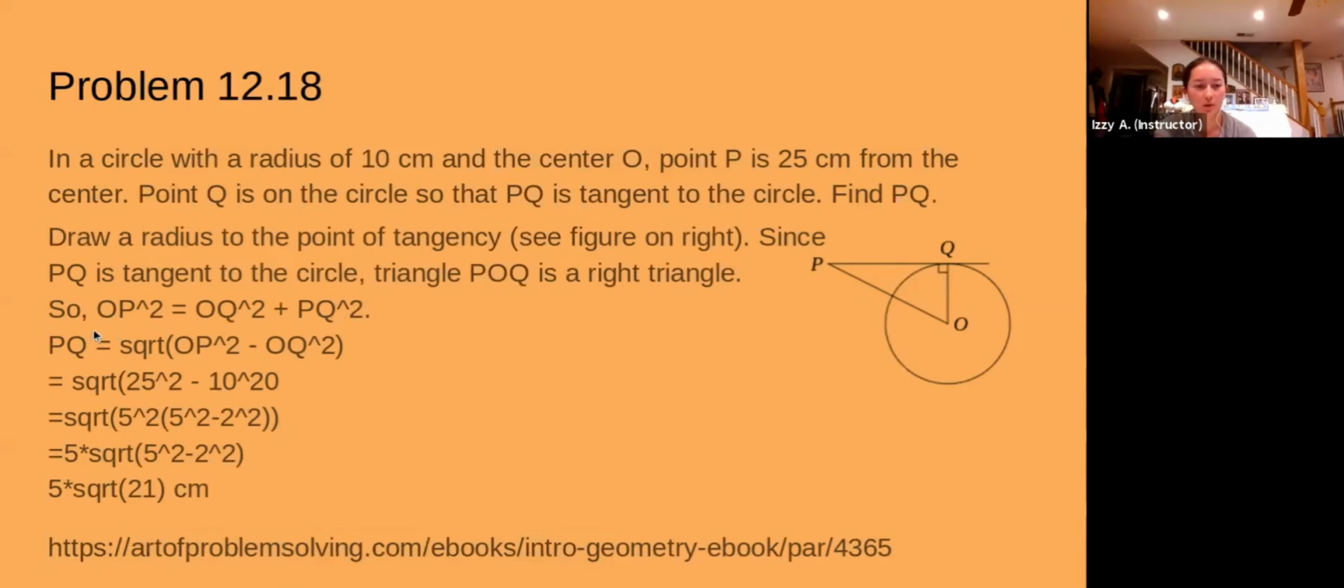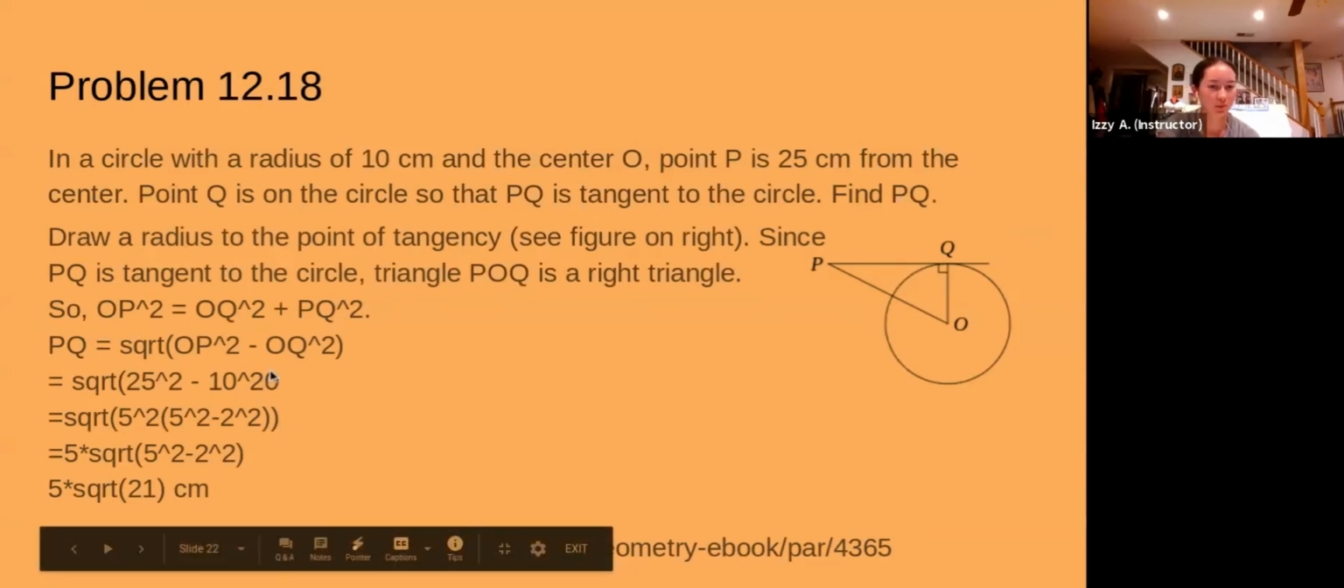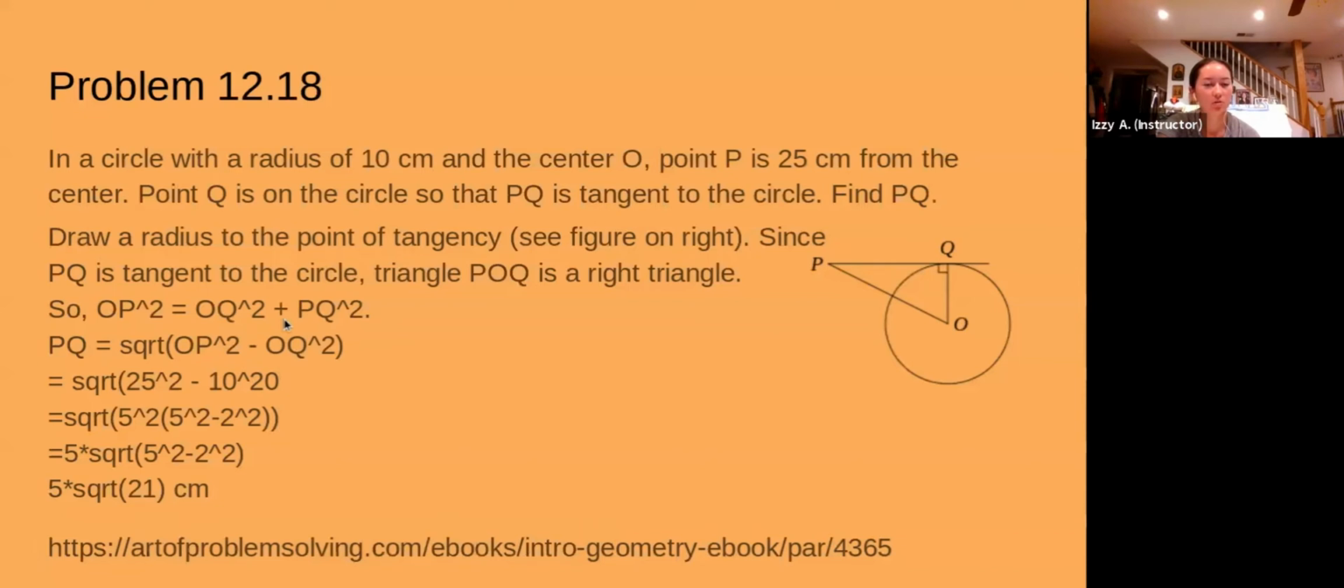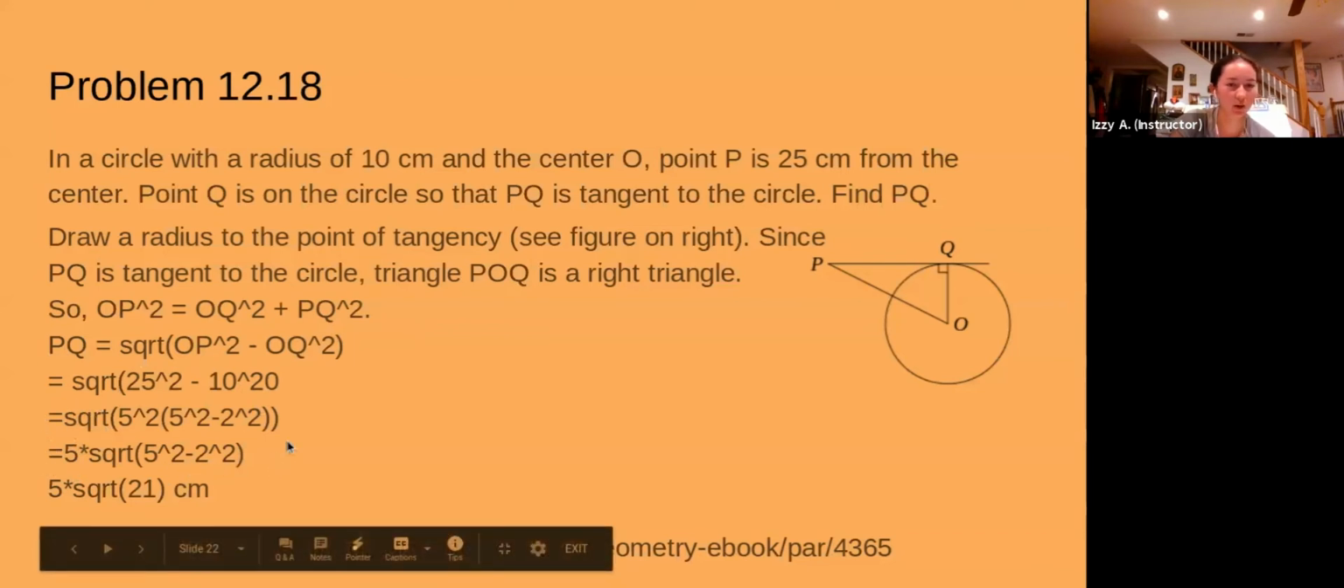As Max was saying, there should be a closing parenthesis there. You would say OP squared is equal to OQ squared plus PQ squared, and then you would rearrange the equation so that PQ is equal to the square root of OP squared minus OQ squared, which equals the square root of 25 squared minus 10 squared. The zero should be a closing parenthesis. Then this is the algebraic part of solving the problem. In the end, you would get 5 times the square root of 21 centimeters.